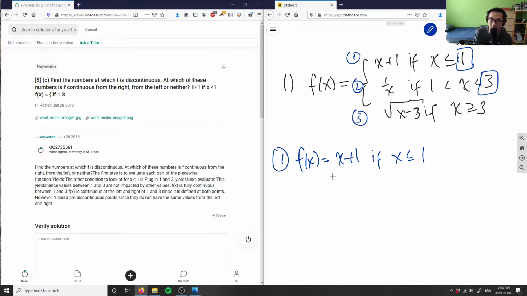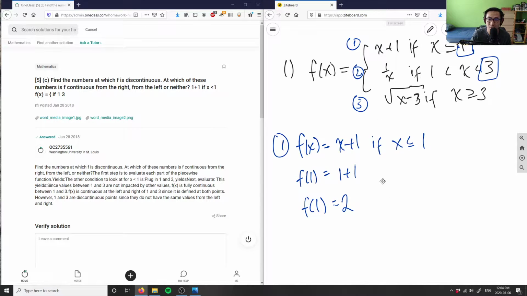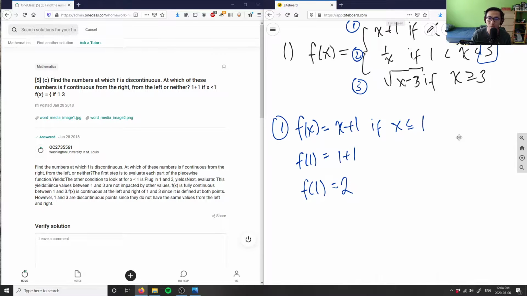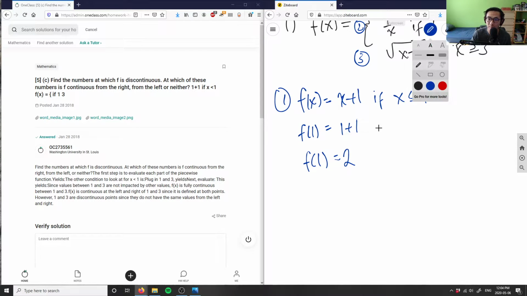If I'm subbing in f at 1, I can say f of 1 equals 1 plus 1, so f of 1 here would equal 2, right? Then, to prove whether it's continuous or discontinuous, I can also plug in 1 for the second function, because it's 1 over x if x is between 1 and 3. I'm going to see if it's approaching this point.